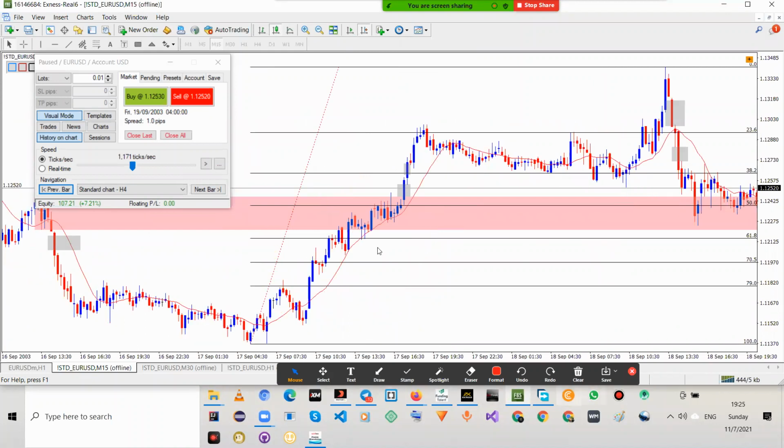Let me clear. So the first one was this one. Price gave this bullish candle right there. Then after it gave that bullish candle, it gave an impulse, then it gave some correction to this bullish candle. Then what did it do again? Give another bullish candle.